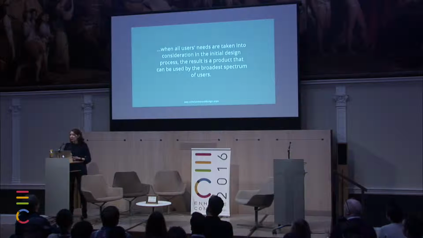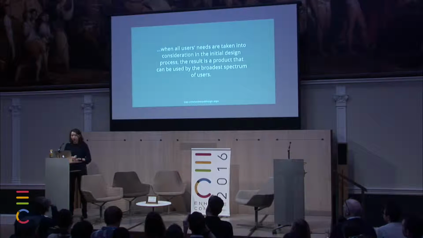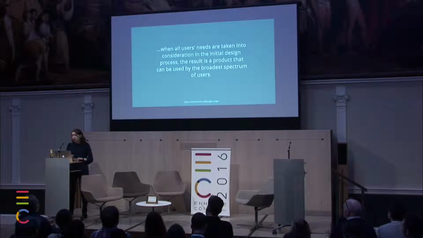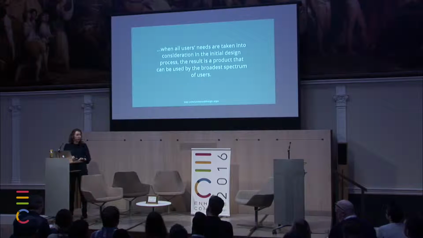OXO have a phrase for this. They refer to it as universal design. And here's what they have to say about it. They say, universal design does not mean designing products fully usable by everybody, since there is no product that can truly fulfill the needs of all users. But when all users' needs are taken into consideration in the initial design process, the result is a product that can be used by the broadest spectrum of users. And they also say that in the case of OXO, it means designing products for young and old, male and female, left and right-handed, and many with special needs. So I want you to think about this story while I talk about console browsers.